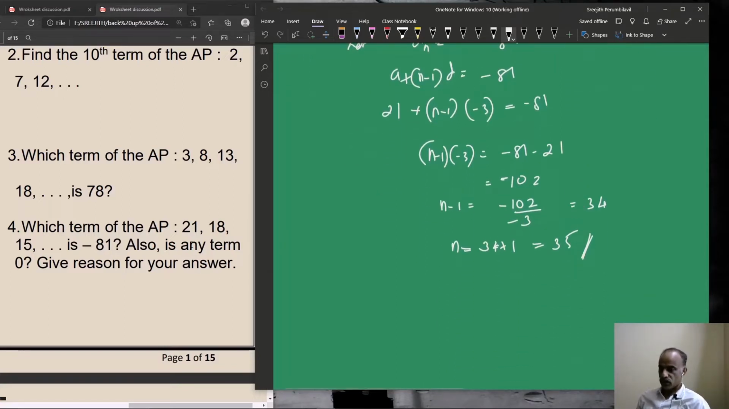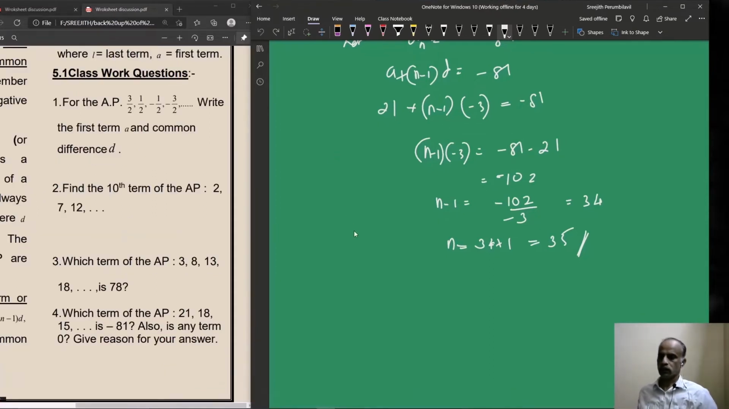So now one more thing. Also, is there any term 0? Give reason to your answer. This can be a probable question which can be asked. Give reason for your answer. That means also is any term 0.